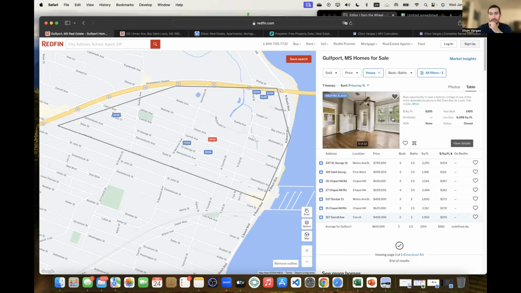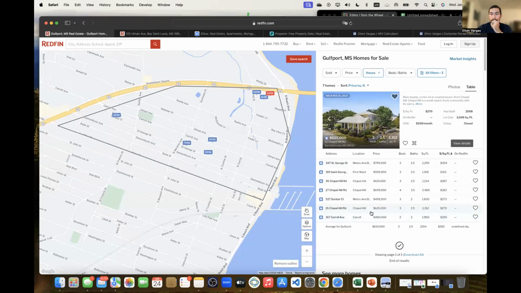This 1905 home, you can see this is kind of like what I'm looking for. This sold on December 8th, and it looks in better condition than my property as well. It has better updates, that's what I'm trying to say, and it's a 2 bedroom, 2 bath property. So I will use this property as my comp. $400,000, 205 per square foot, sold in December.